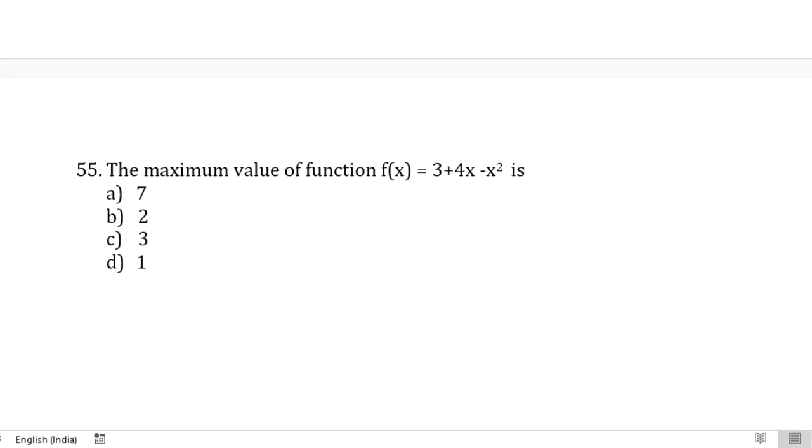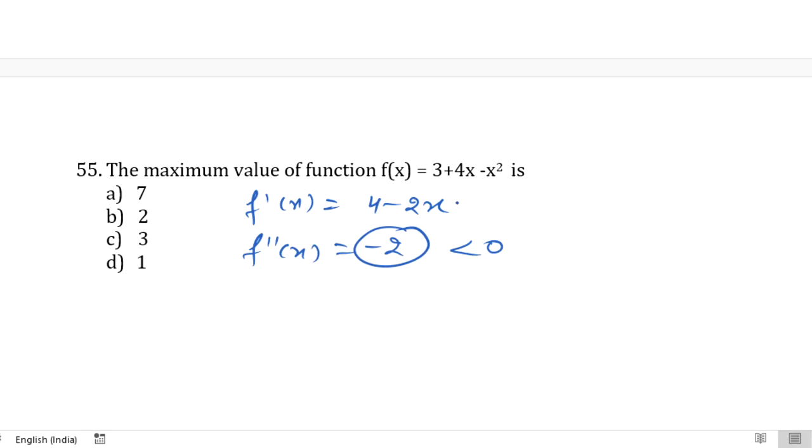I have been asked to find the maximum value of the given function f of x. For maxima and minima, what are the steps required? First of all, I need to find the first order derivative f dash x. That gives me 4 minus 2x. F double dash x is equal to minus 2. Now this value is negative, that is less than 0. So whatever value of x I get from f dash x equal to 0, at that value of x I will have the maximum value. So 4 is equal to 2x, x is equal to 2. So the given function will have maxima at x is equal to 2.